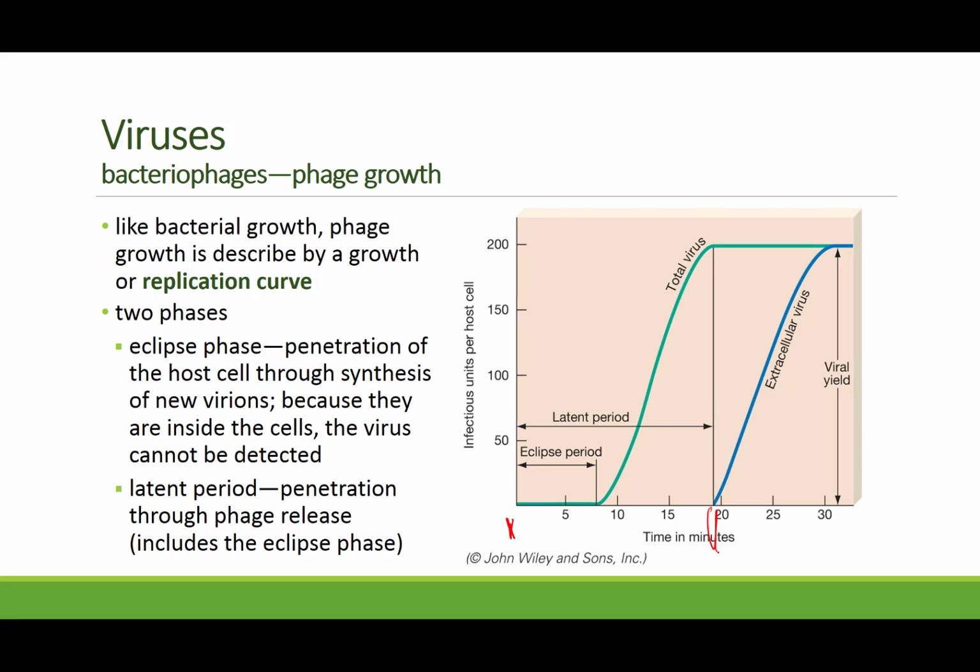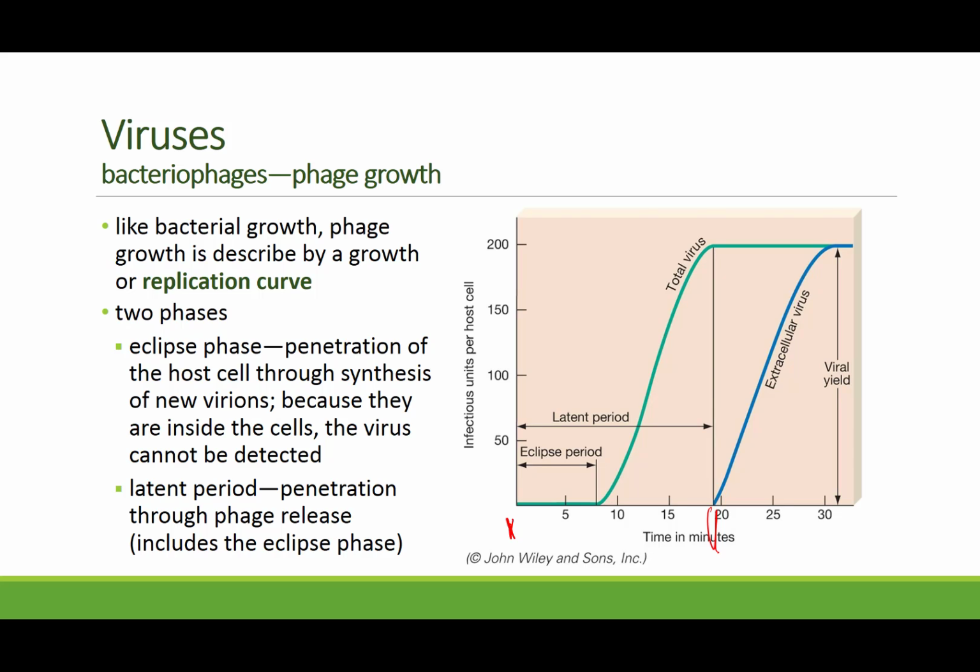Okay, there we are. The eclipse period is from penetration of the host cell through to the time that synthesis of new virions is occurring. The latent period is the time from penetration to the release of new phage particles. So at the end of the eclipse period, even though virus particles haven't been released, they are built and they are hanging out inside the cell and accumulating inside the cell.